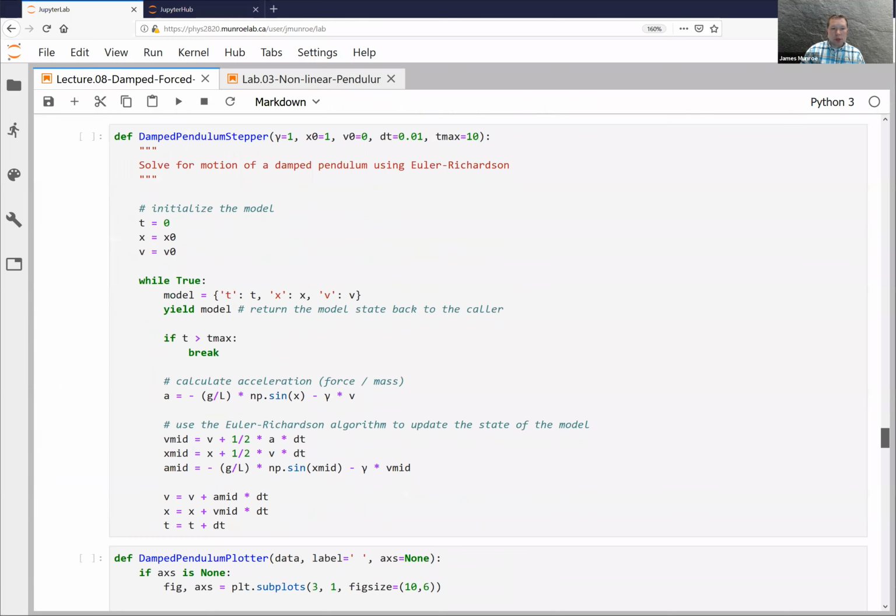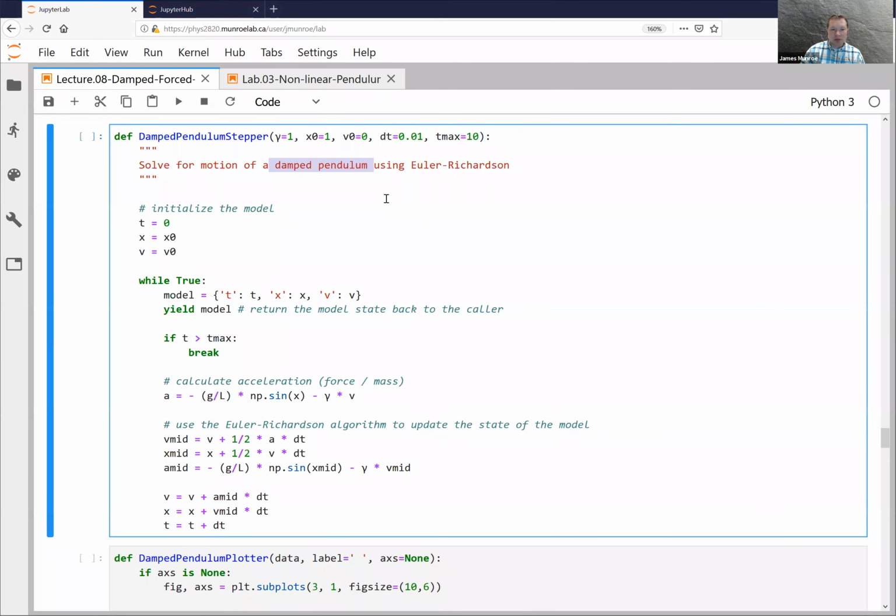Okay, I have a damped pendulum stepper. It's basically exactly the same code where I want to do just a few small changes. Change the comment, so it's clear what this code is doing, and I want to add in a force.